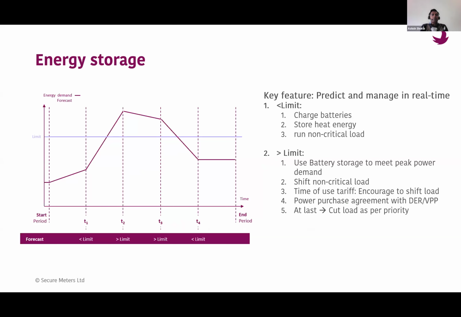When my consumption or demand is below the threshold level which I have agreed with the utility, I can use this power for charging the batteries. I can run my non-critical load during that time, and when my demand goes up, I should be able to do the reverse. Whatever energy I have stored in the battery, I can use. Overall, I am flattening my demand so that I can save money. That's a use case which many utilities, discoms, and even industries are applying, so that they can save the money they pay as penalty to the utilities.